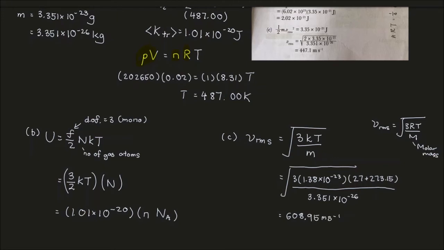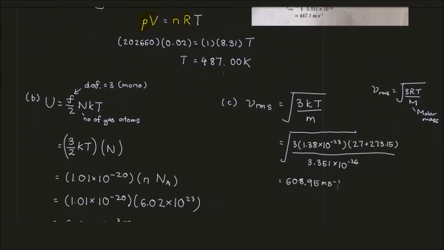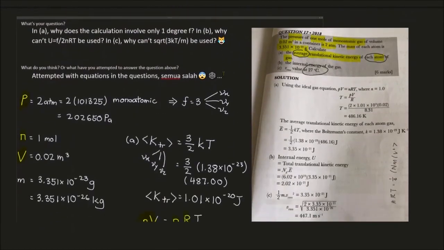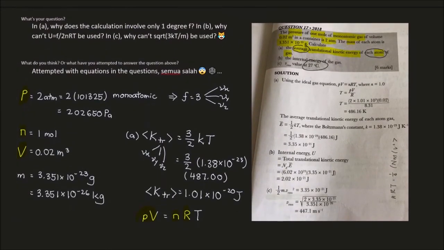Okay, so that's how I solve question A, B, and C. Is it question A, B, C? Yes, it's question A, B, C for this question. So now let's look at what this student asked. This student says, in A, why does the calculation involve only 1 degree of freedom?